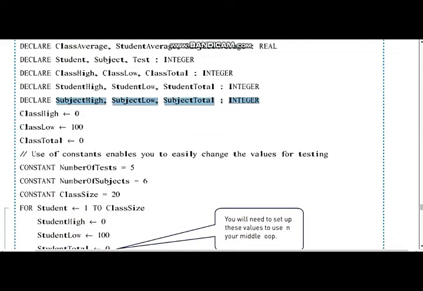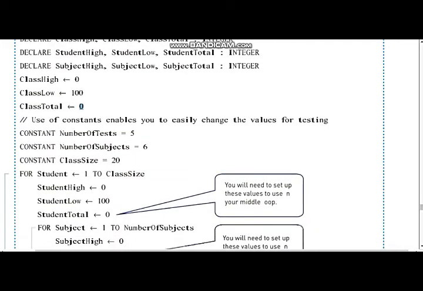Then you know that if you want to consider high marks, you will compare them with 0, and you will keep on saving higher marks. If you want to consider low marks, you keep on comparing them with 100, and you will keep on saving lower marks, and a total will be added to the class total. These are the 3 constant values, specific values.